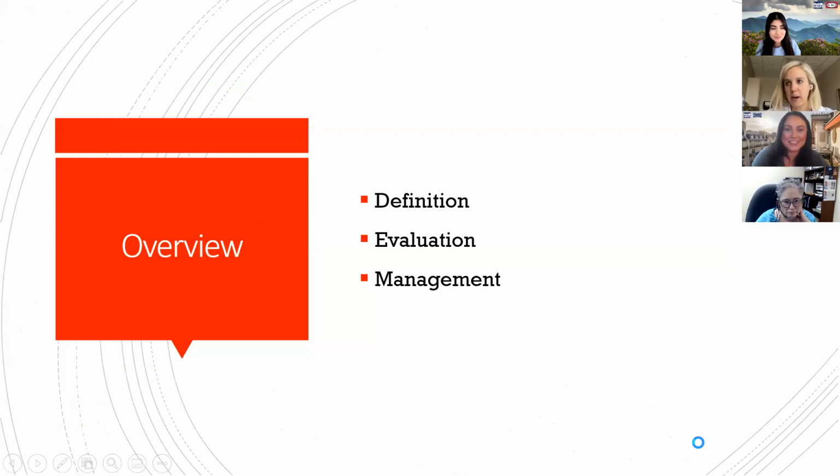So I'll be talking about goiters today. We'll do a little overview of what that means, what is a goiter, how to evaluate it, and then how to manage it going forward.